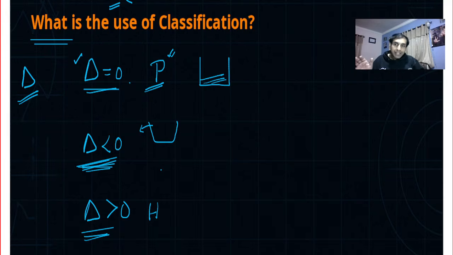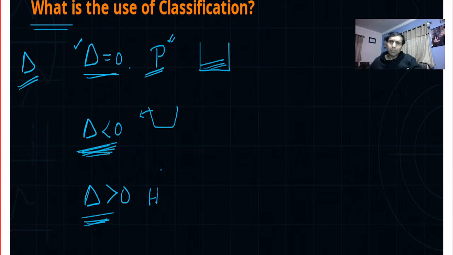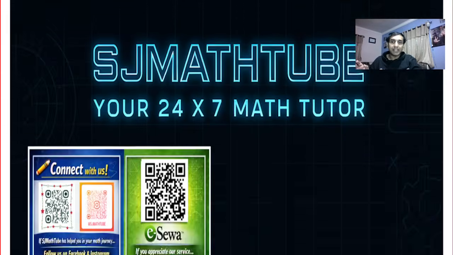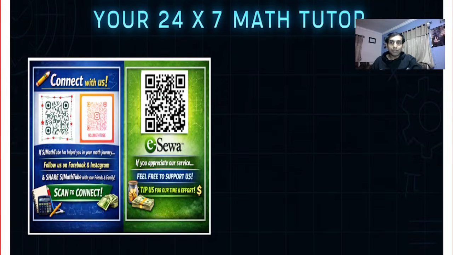And if it is greater than 0, we call it hyperbolic. And if it is hyperbolic, we are talking about wave motion. Okay, that's more than enough. Now let's start with problems. So the first question, please write.